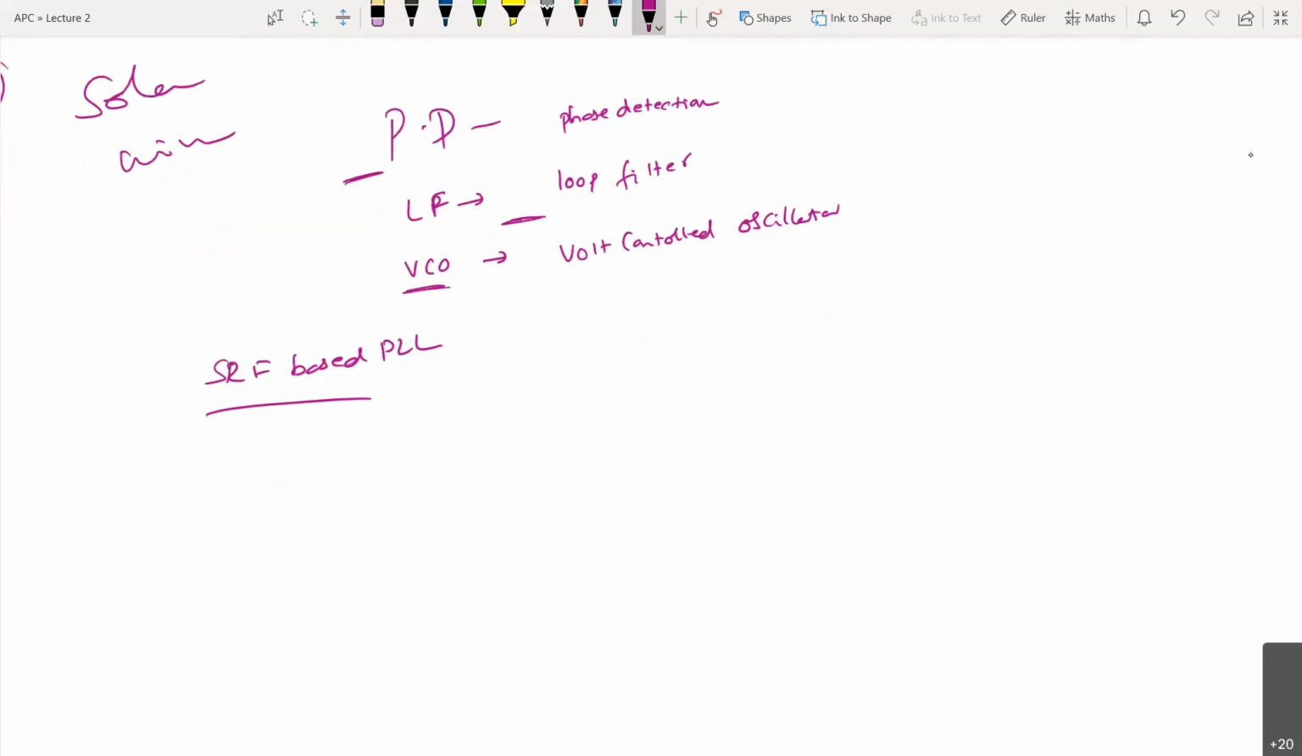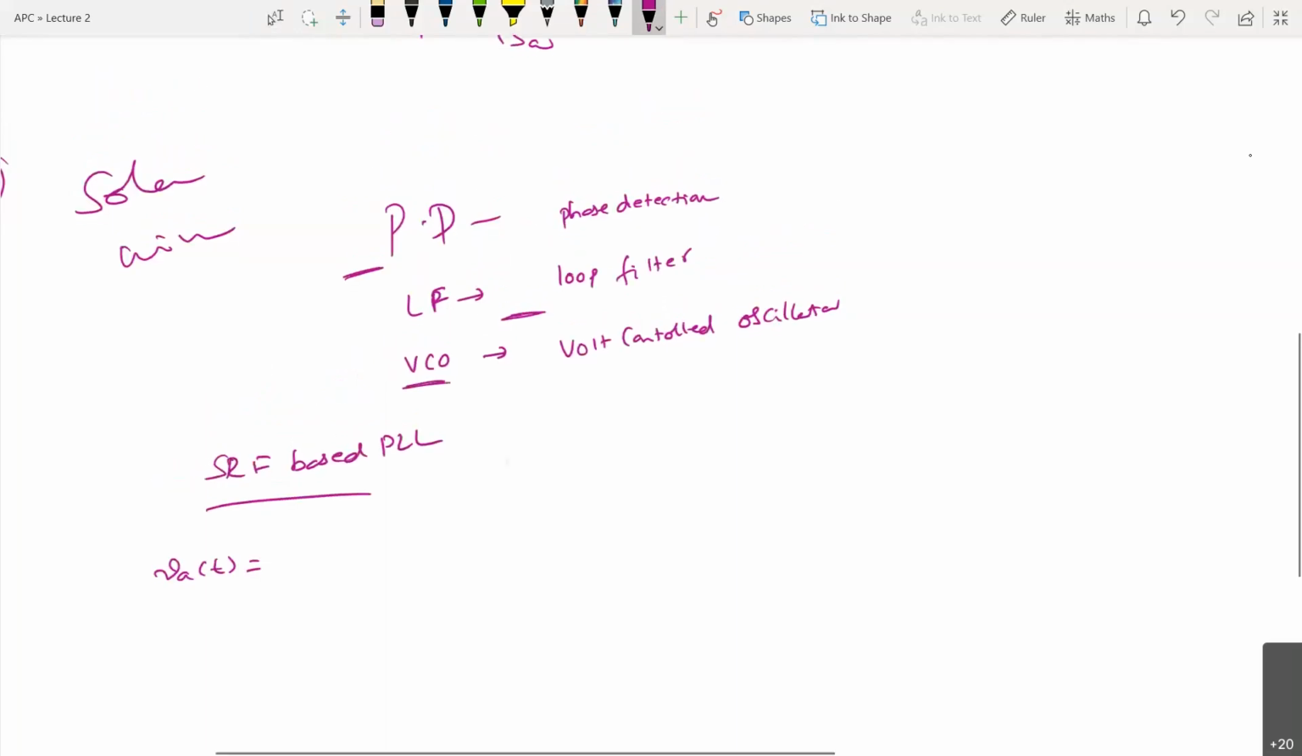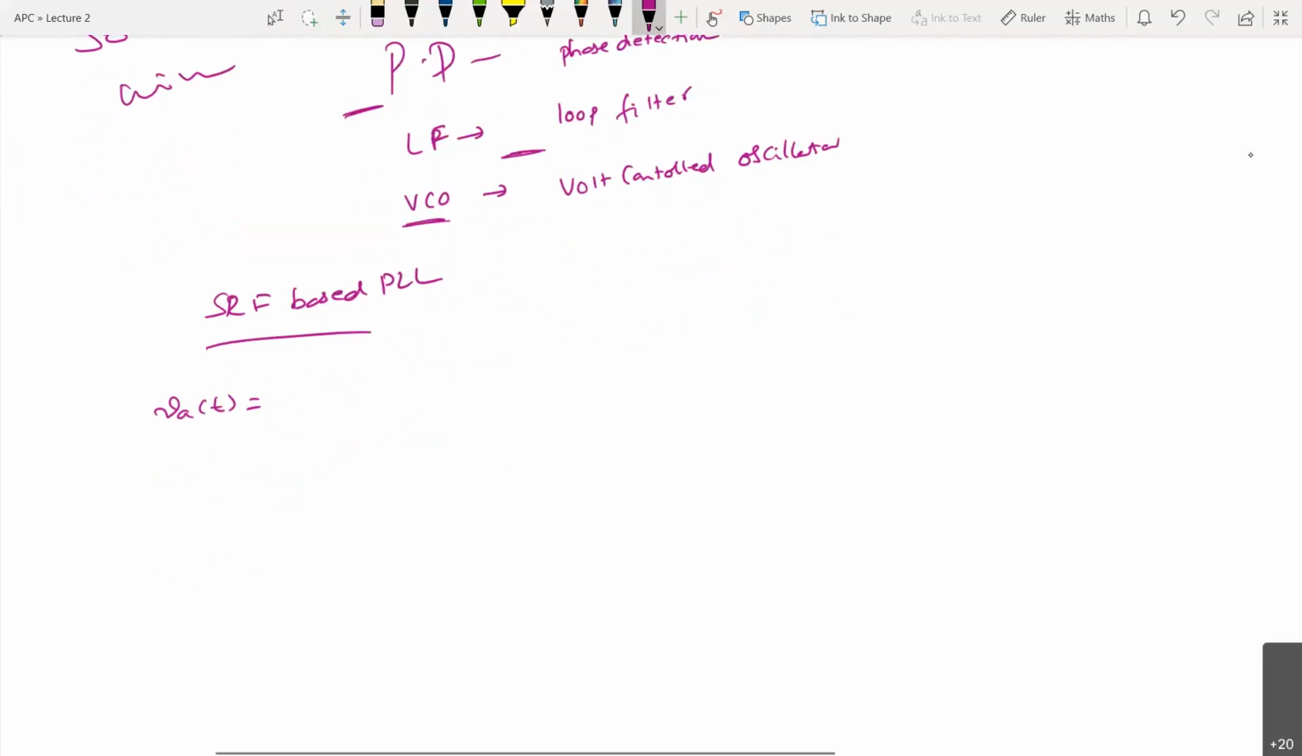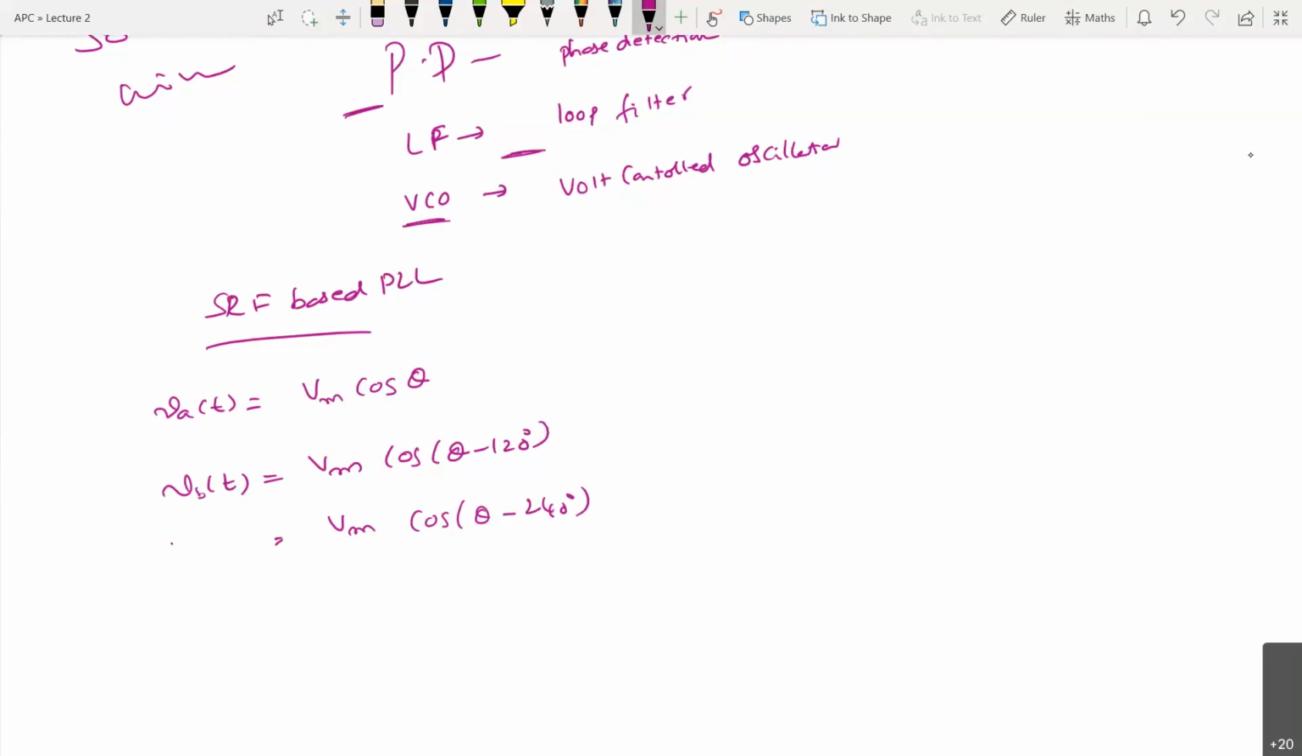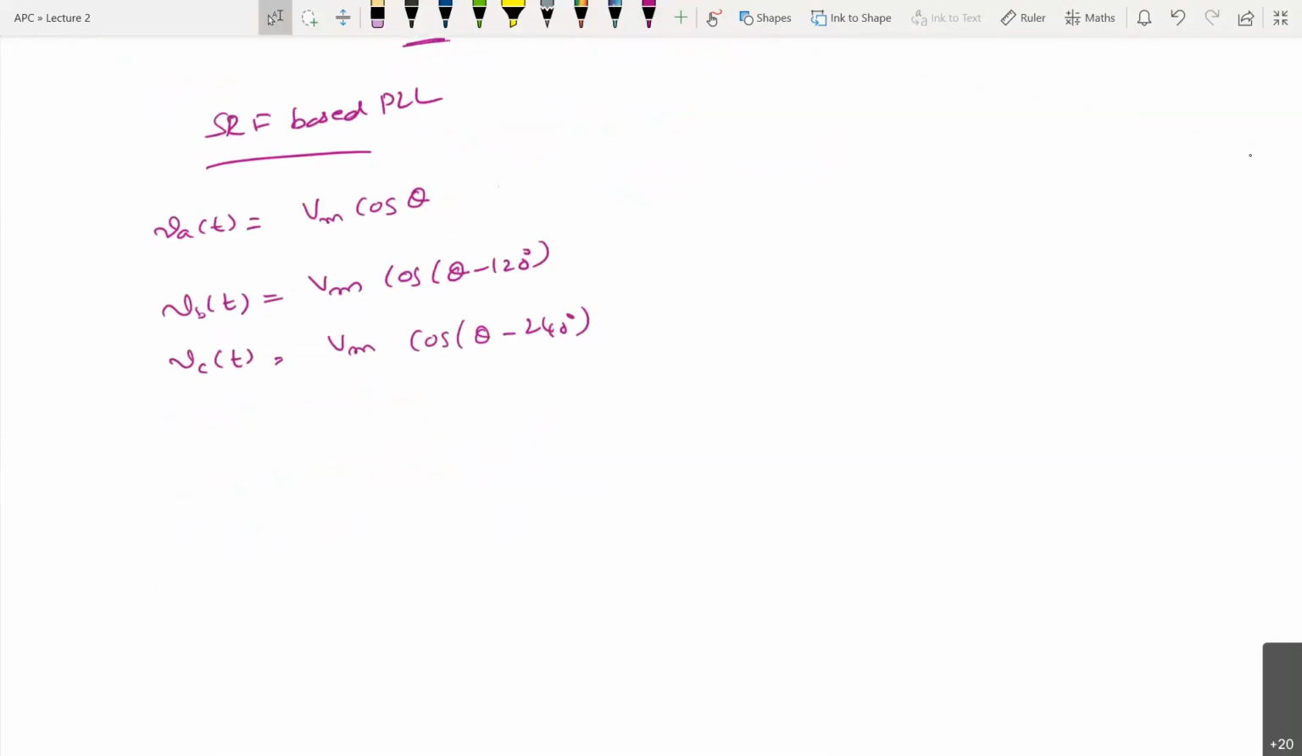Let us assume that we have these three-phase voltages: Vm cos theta, Vm cos(theta minus 120 degrees), and Vm cos(theta minus 240 degrees). So these are the three-phase voltages.